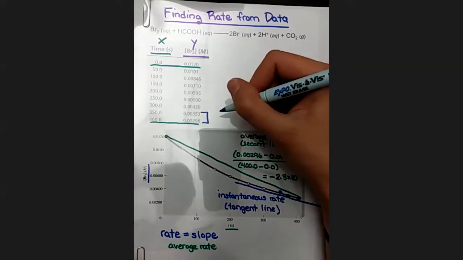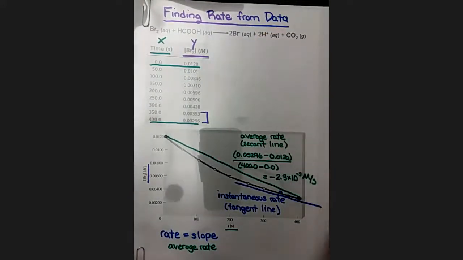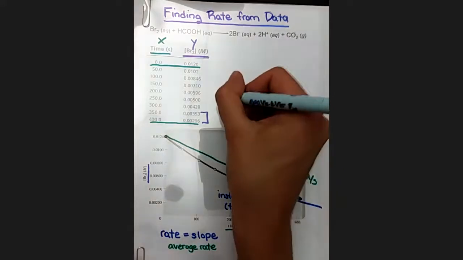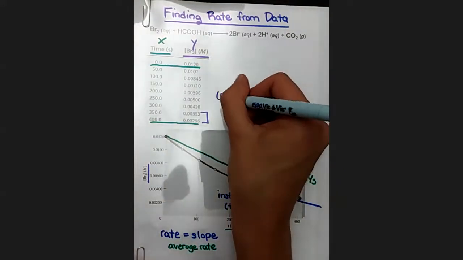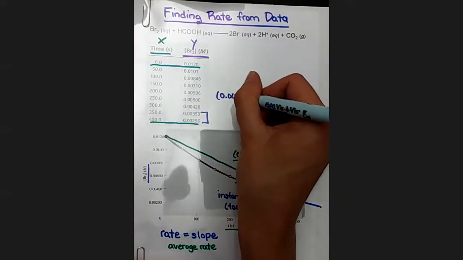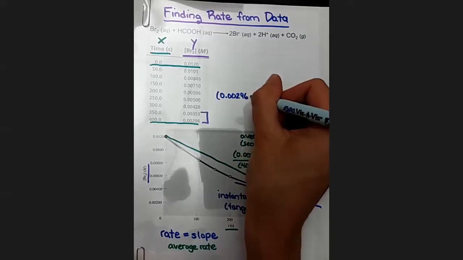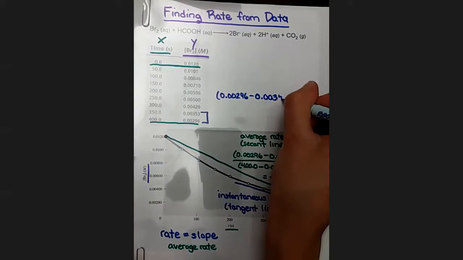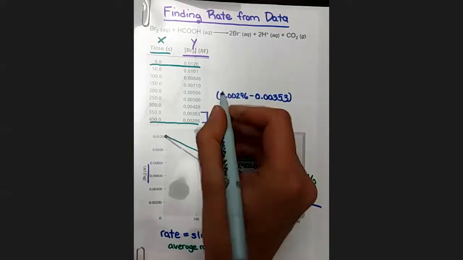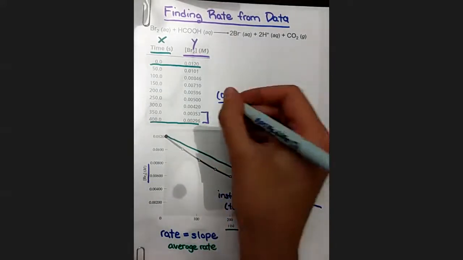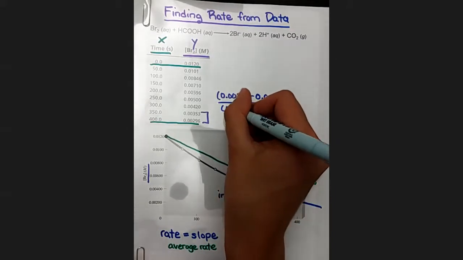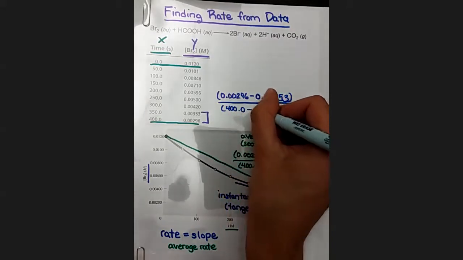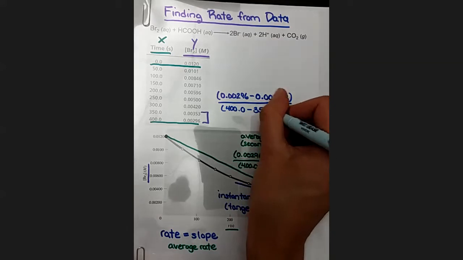So I'm going to pick the last 2 points in my plot. Then I'm going to do rise over run for those. So I will do final concentration, 0.00296 minus initial concentration, 0.00353. And I'll divide it by the change in time, 400 seconds minus 350 seconds.